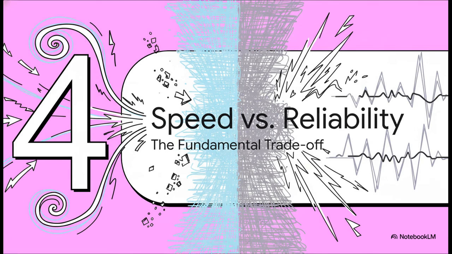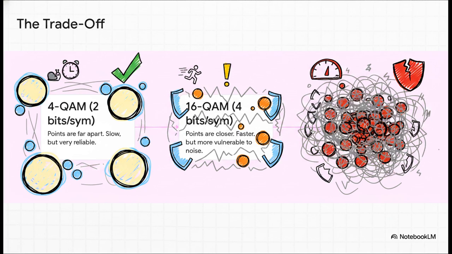And that right there, that brings us to the very heart of this whole story. The central conflict in all of digital communication. It is the constant, eternal battle between our desire for more and more speed and the harsh physical reality of a noisy world. And here's exactly how that trade-off plays out. With 4QAM, we're sending 2 bits of data with each symbol. The points are really far apart, so it's incredibly robust and reliable, but it's slow.